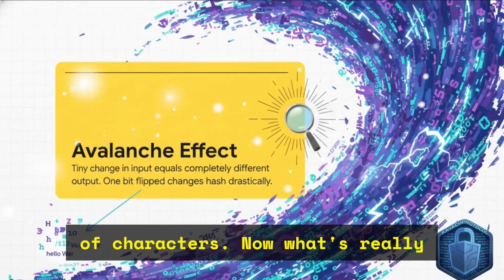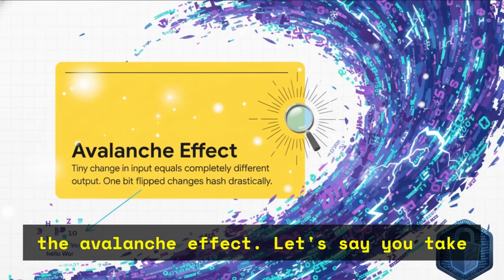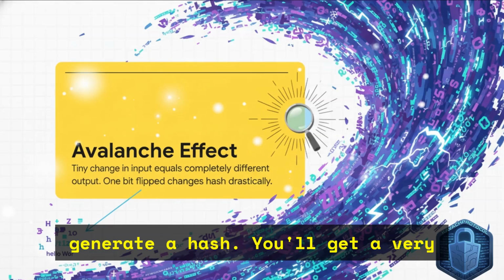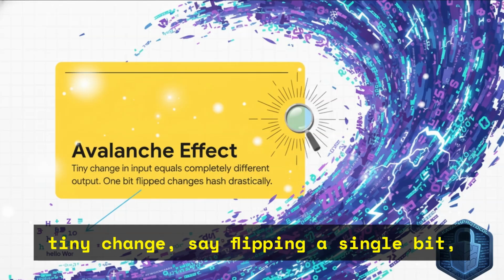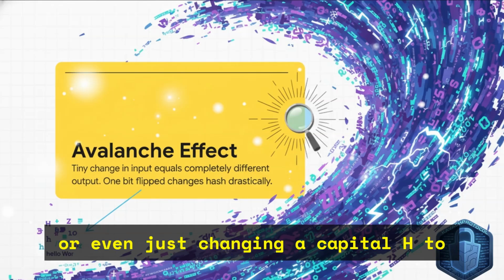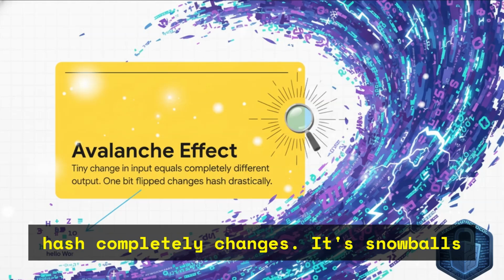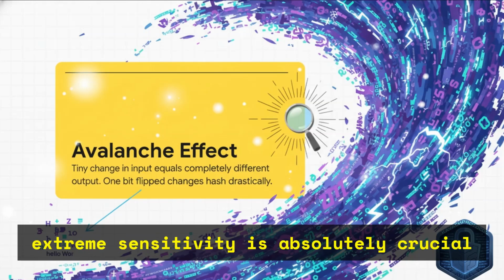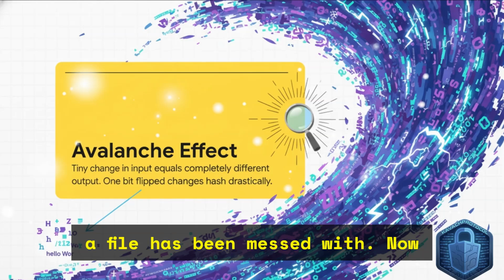Now, what's really fascinating here is a core feature called the avalanche effect. Let's say you take a simple phrase like "Hello world" and generate a hash. You'll get a very specific string. But if you make just one tiny change, say flipping a single bit, or even just changing a capital H to a lowercase h, boom, the entire resulting hash completely changes. It snowballs into a drastically different output. This extreme sensitivity is absolutely crucial because it makes it instantly obvious if a file has been messed with.